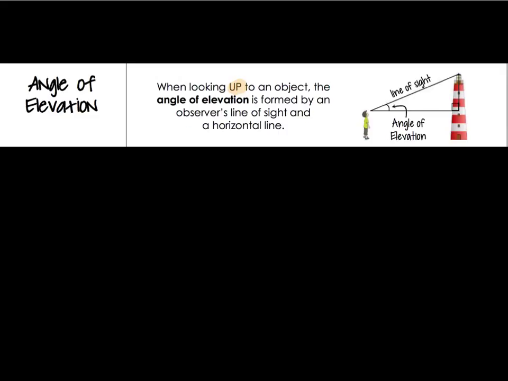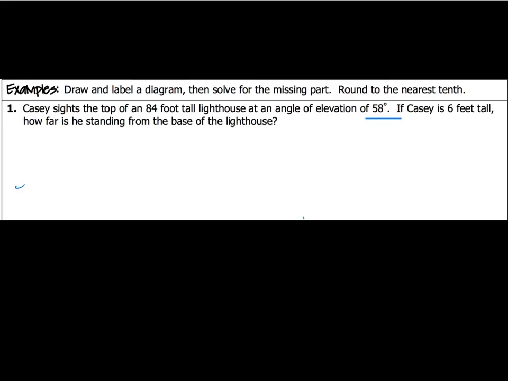Okay, word problems. We're going to talk about angle of elevation. When we talk about angle of elevation, it's when we look up to an object. So when we create a triangle, we're going to look up, come down, and create the right triangle. When we read through this problem, Casey sights the top of an 80-foot tall lighthouse at an angle of elevation of 58 degrees. What we do know is we're looking up because we see angle of elevation, and we do know we have an angle of elevation of 58 degrees. So this is looking up 58 degrees.